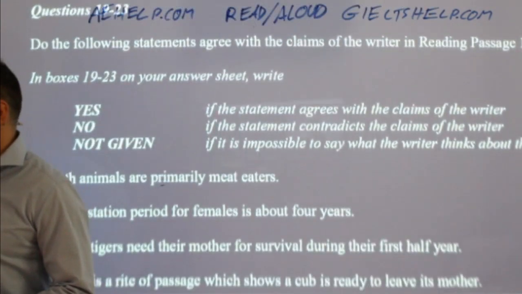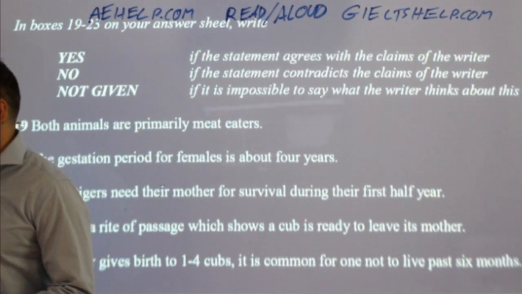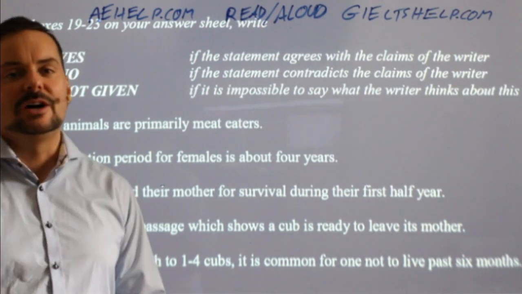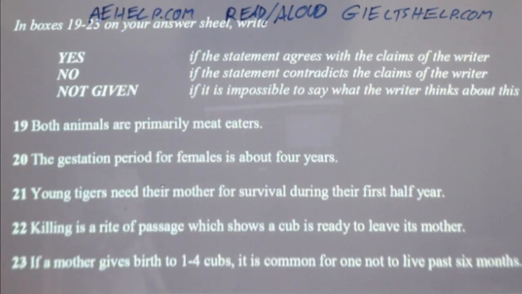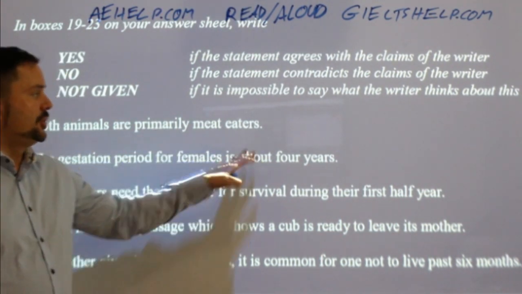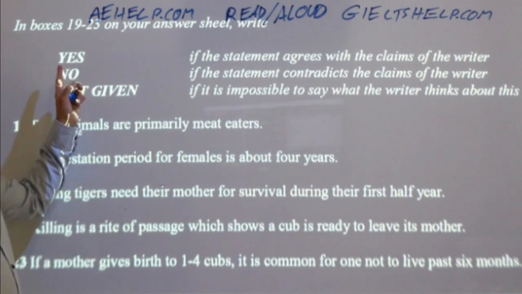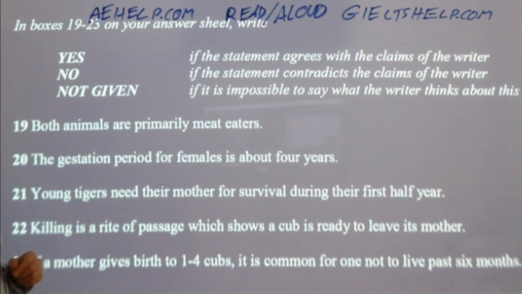All right. Yes, no, not given questions. All right, we've talked lots about these. If you're a regular student, you should know what to do. Here we go with number 19. Both animals are primarily meat eaters. It's yes, according to the author, it's true. No, according to the author, it's not true, or not given.